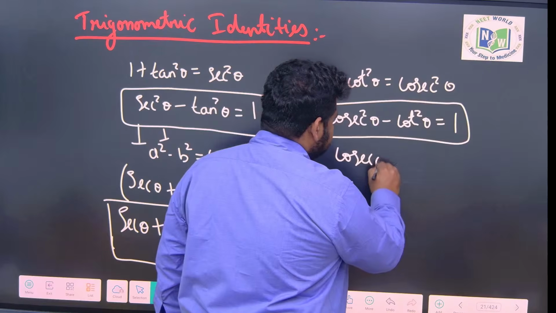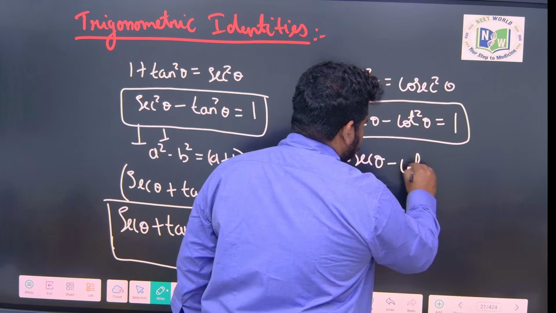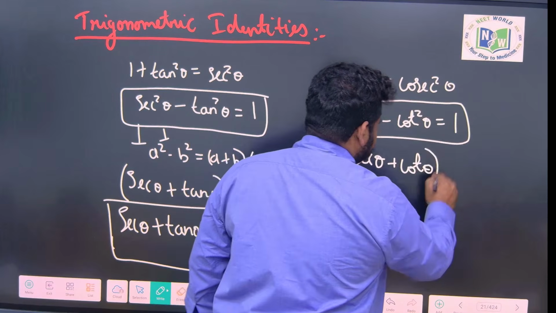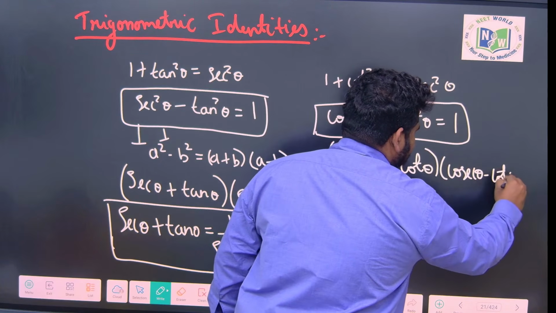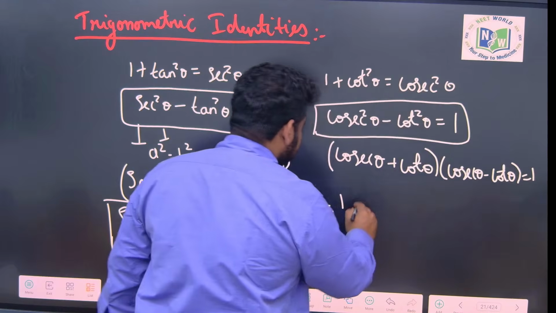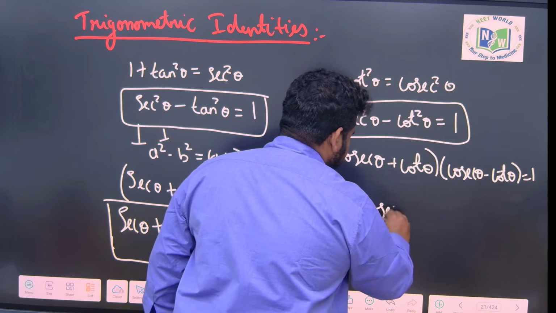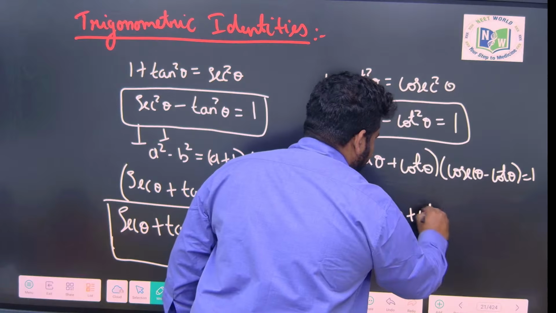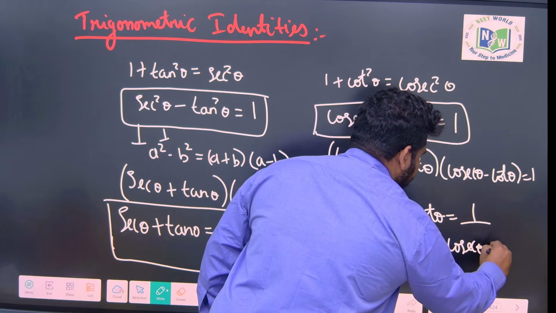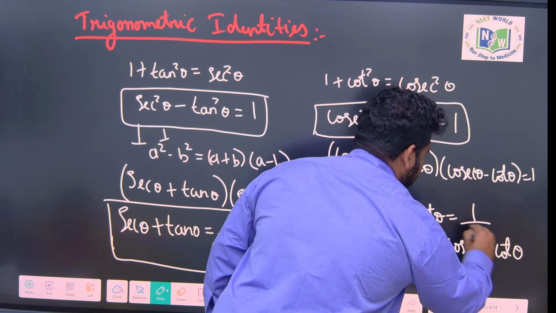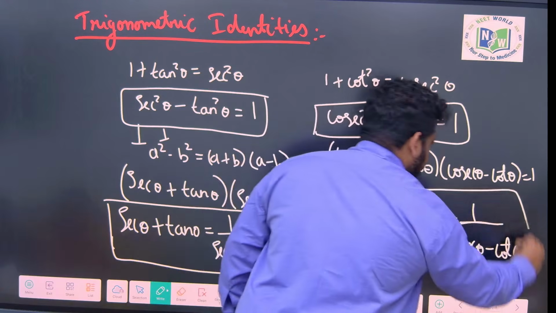So, this can be written as (cosec theta minus cot theta)(cosec theta plus cot theta), which is equal to what? Is equal to 1. Now, what can I write? This can be written as cosec theta plus cot theta will be equal to 1 by (cosec theta minus cot theta), correct? No?